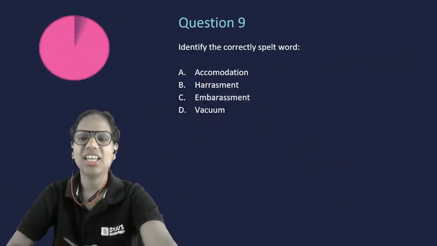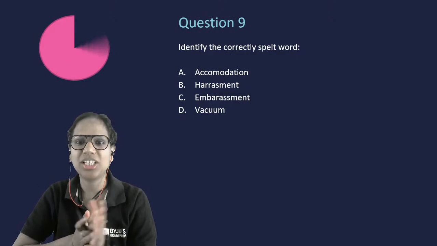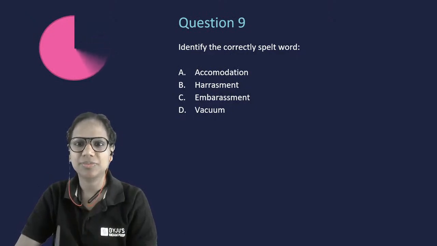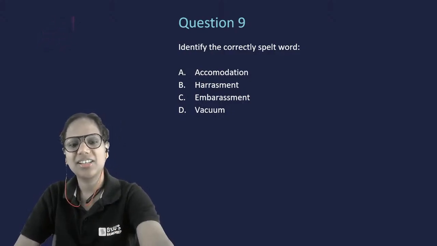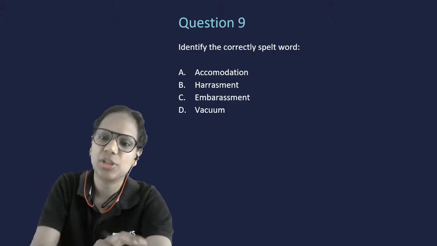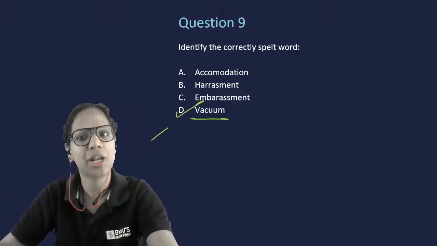All right. Spelling. Chalo. Easy question. Spelling. Find the correctly spelt word. There's only one, of course. So these questions are your time-saving questions. Vacuum is the correctly spelled word here.